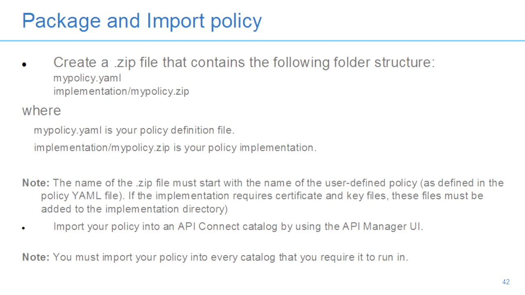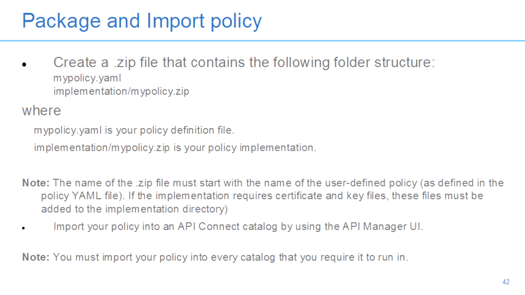And lastly, just package and import your policy. So the zip you've created, you need to create a zip file that contains the following folder structure. So you have your policy YAML file, and then the zip file that you actually exported from DataPower containing all of your XSLTs and your configuration there needs to go into the implementation directory within the zip file, and then all of that is packaged up into a zip, and that's what's loaded into your API Connect catalog.